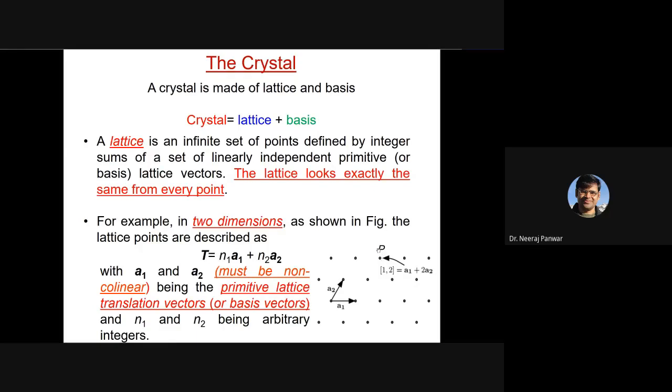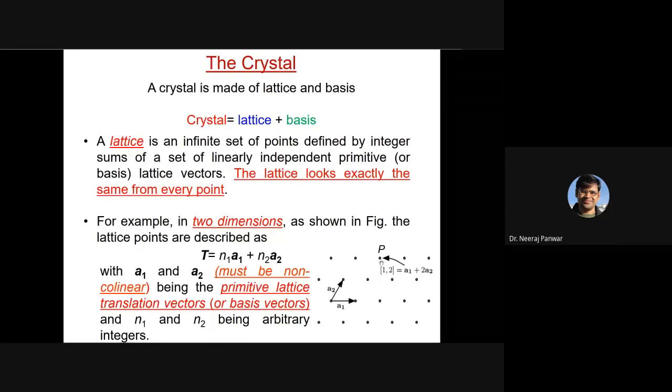We consider this point P. How can we reach point P from here? We make a translation equal to A1 along this direction, and then a twice translation along this direction, that is 2 times A2. So we move A1 in this direction and twice A2 in this direction, and then we reach point P. This translation can be denoted by a translation vector equal to A1 plus 2A2.